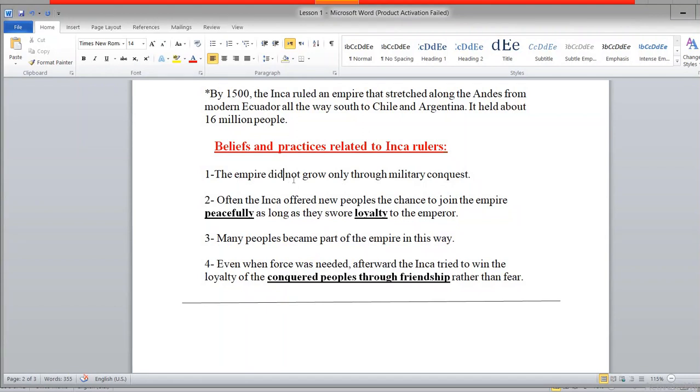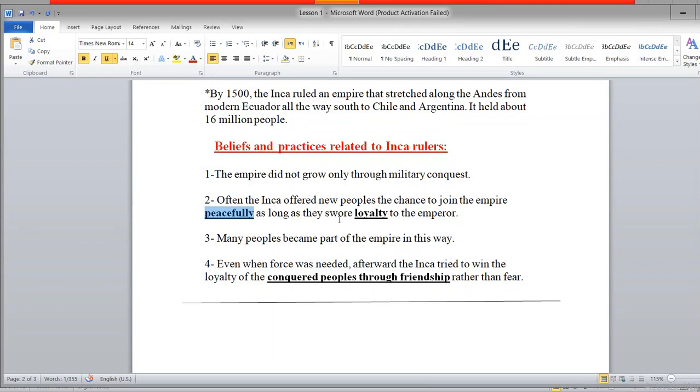So the empire did not grow only through military conquest. It was, of course, by maximizing the empire itself by military conquest, but it wasn't the only thing that the Inca Empire was built upon. Often the Inca offered new peoples the chance to join the empire peacefully. So how did they rule the Inca Empire? Peacefully, as long as they swore loyalty to the emperor.